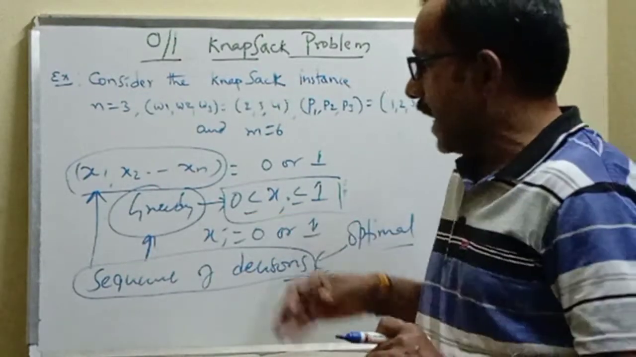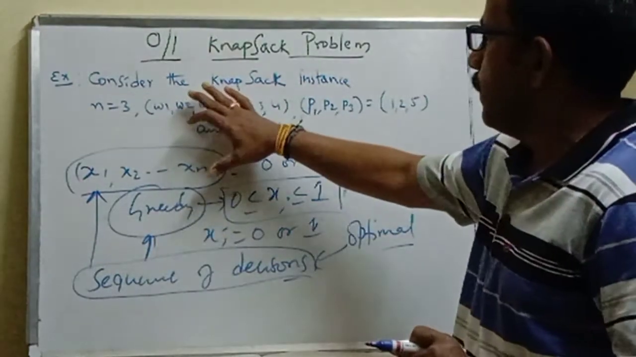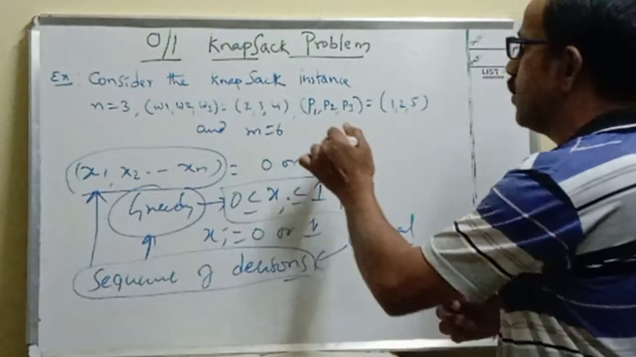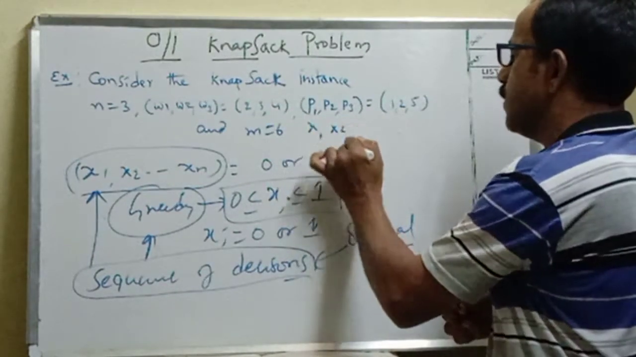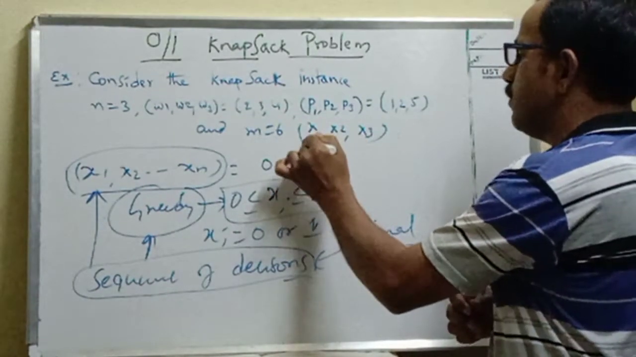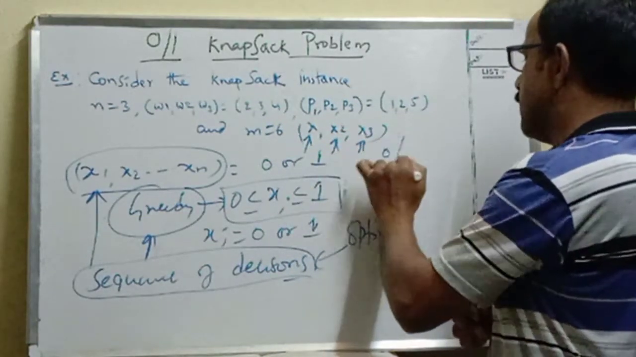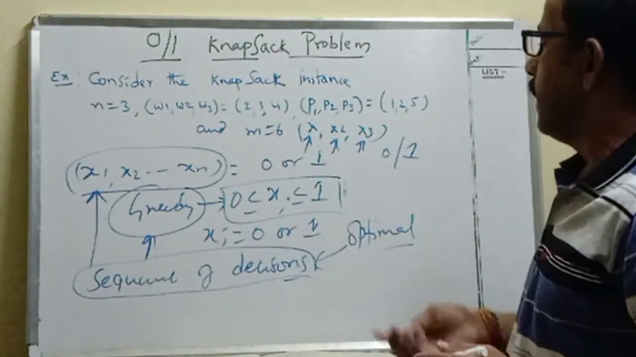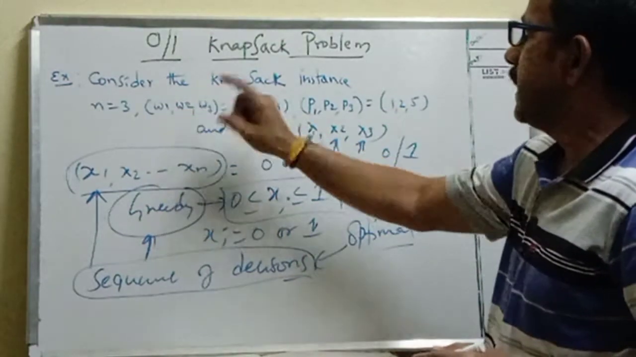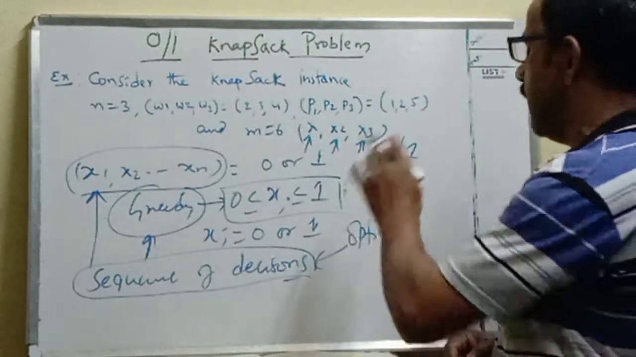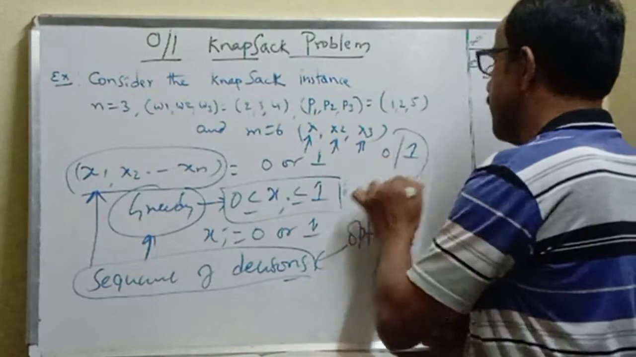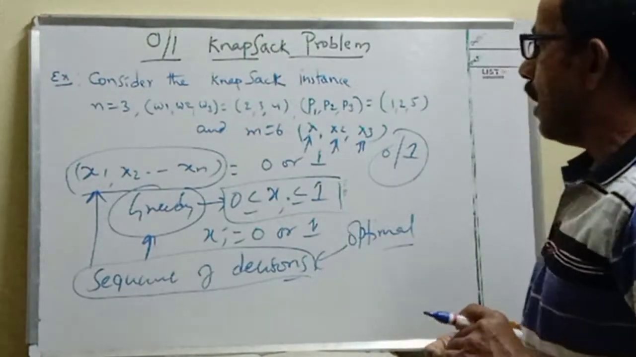Now with this concept I am going to explain the knapsack problem. Here the solution required is x1, x2, x3. x1 is the first item's solution, x2 is the second item's solution, x3 is the third item's solution. But the solution may be either 0 or 1: either we consider the item completely or omit it completely. That's why this problem is called the 0 or 1 knapsack problem.